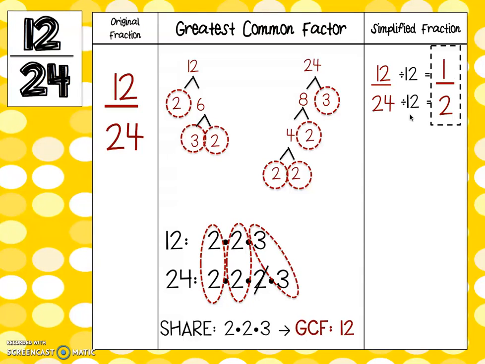That's what you're going to do for every single question. You're going to first find the GCF using prime factorization. Then you're going to show me how you divided the numerator and the denominator both by the GCF, and then you're going to find your simplified fraction and put a box around it.